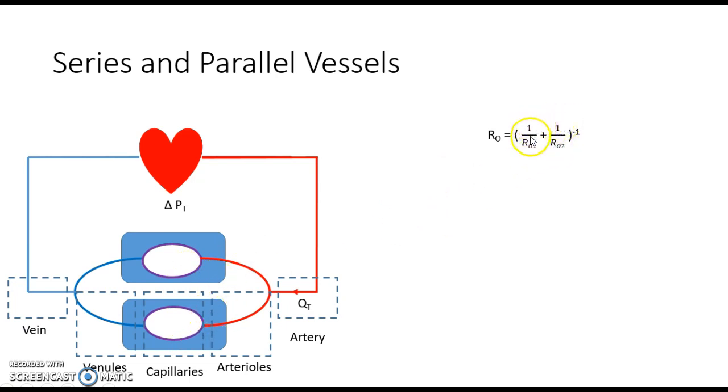And so if we do 1 over the resistance for organ 1 plus 1 over the resistance for organ 2, and then sum those together and take the inverse of that, we end up with the resistance as related to the two organs together. Once we get that, we can sum that resistance with the resistance seen here in the artery and the resistance seen in the vein, and that will give us our total resistance in this cardiovascular system as shown on the screen.